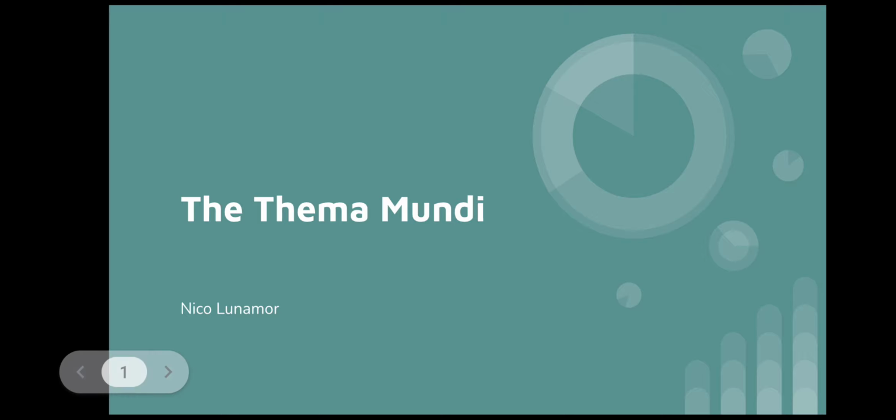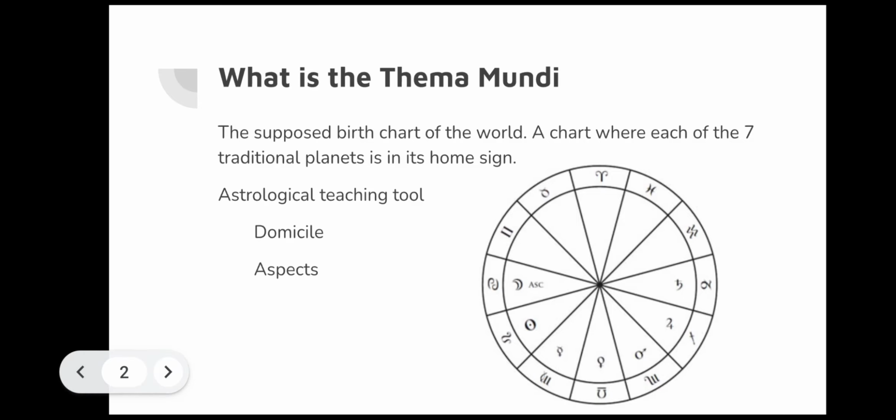Okay, so what is the Thema Mundi? That's the Latin name, I believe, and it means the world's theme or scheme. It's the birth chart of the world. And I don't think it's a real thing, it's a mythical thing. I mean, I'm sure it happened at one point, and I think it's going to happen again in 5,000 years.